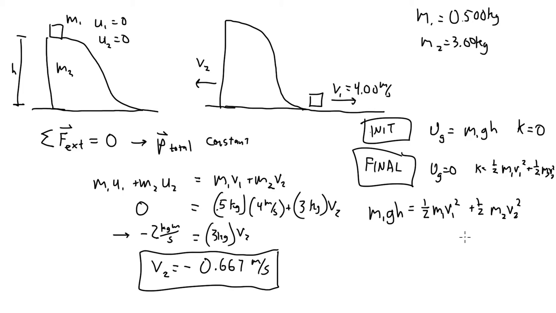What do we want to do here? V2 is negative. I'm just taking this and resolving it symbolically. V2 equals negative m1 over m2 times v1. Is this going to really get anything? Just solve it numerically at this point. So H equals 1/2 m1v1 squared plus 1/2 m2v2 squared, all over m1 times g. And that'll be good enough for us.